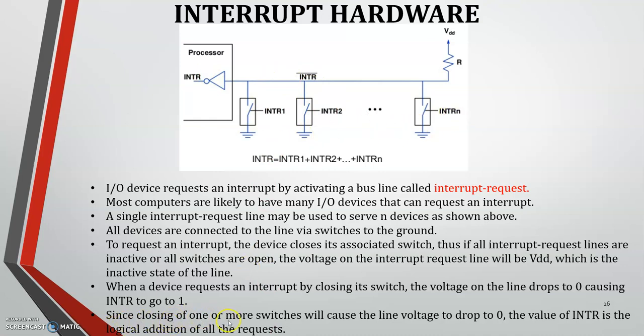Since closing one or more switches will cause the line voltage to drop to 0, the value of INTR is the logical addition of all the requests. If one or more devices request an interrupt, the line will go low, and INTR will be high.